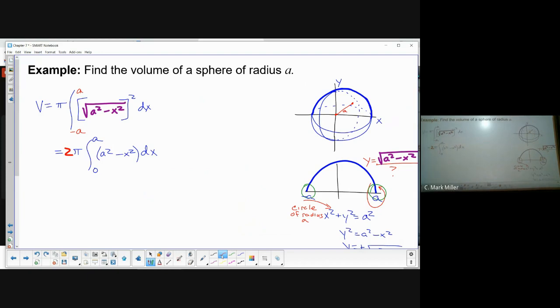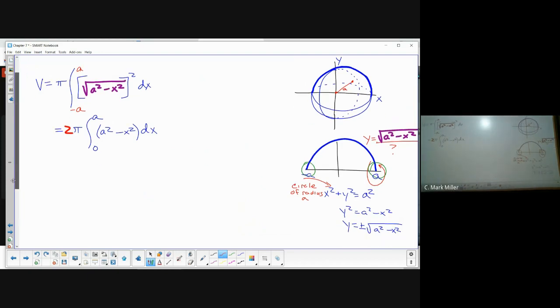And that's me, right? So where's that 2 in front again? Because I went from 0 to A instead of minus A to A. Oh, okay. I'm revolving only that segment instead of both halves. And zeros are easier to plug in. That's why.